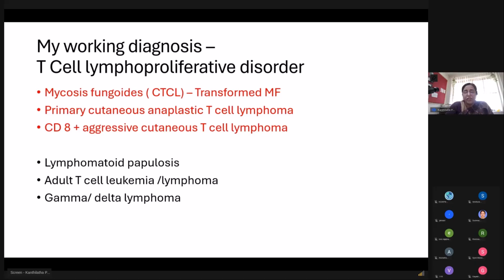So these are all the differential diagnoses you should have when you are considering a T cell lymphoproliferative disorder, and then go in a systematic manner considering the clinical, histopathology, and the immunohistochemical features.